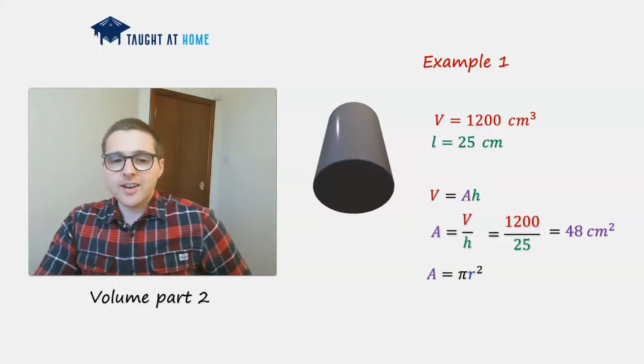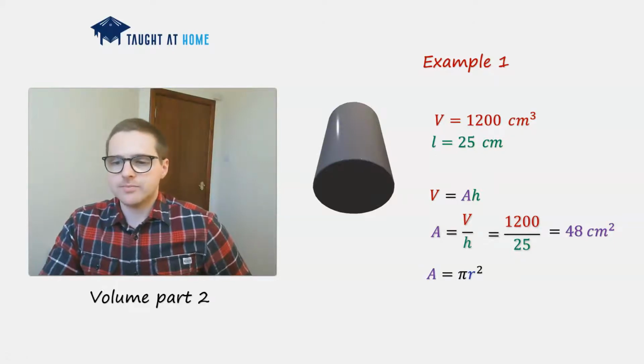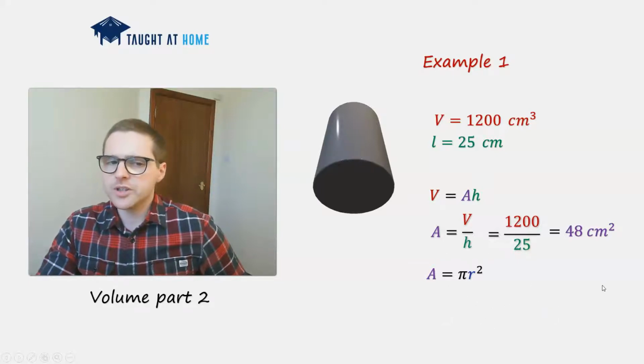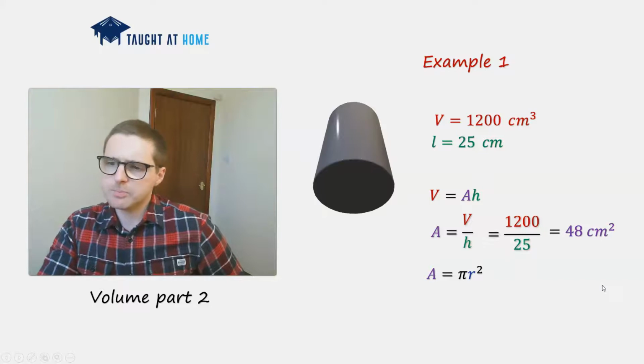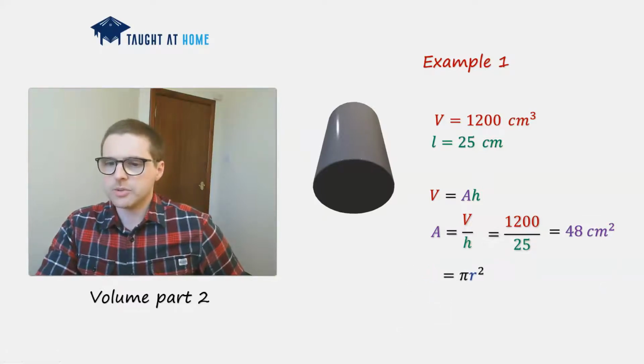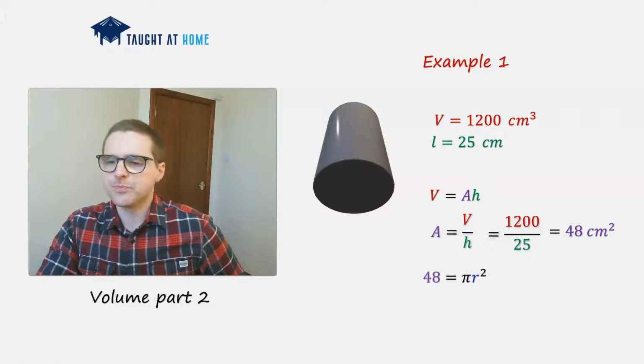We also know that the area is equal to pi r squared, the famous circle area formula. So because we know the area, all we need to find out is r. So we can use this formula and change the subject of the formula for r. So we'll do this bit by bit. So let's first of all put this 48 centimeters squared into this formula. So we're replacing A with 48 centimeters squared.